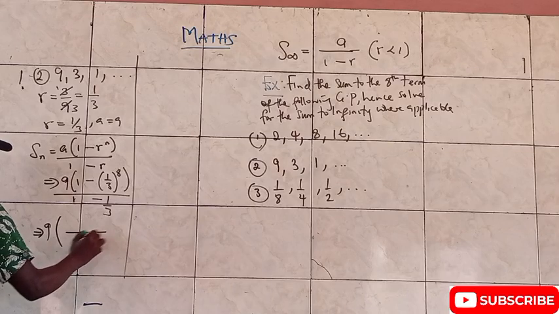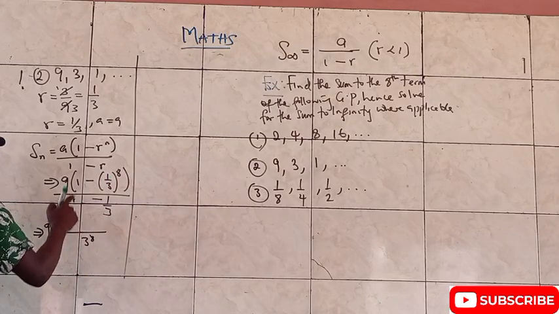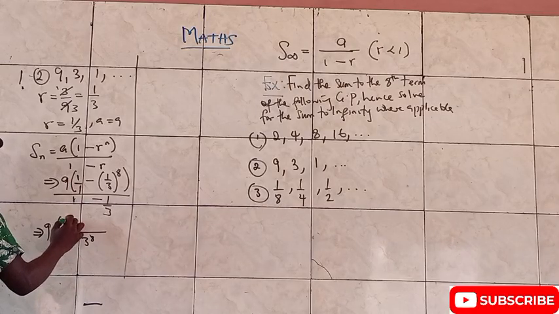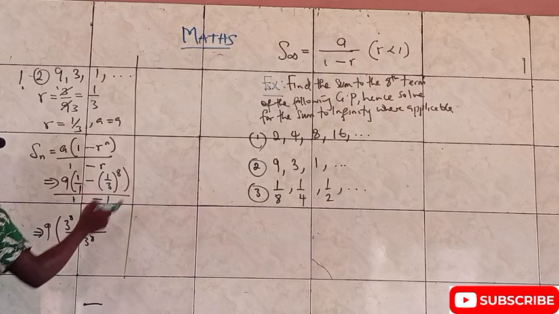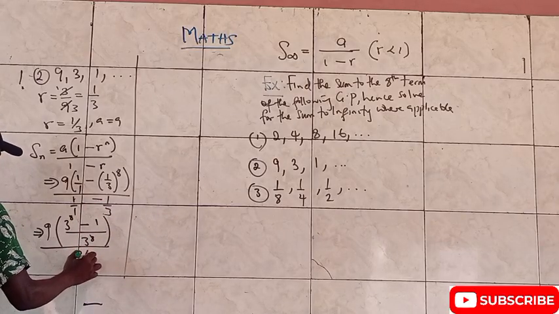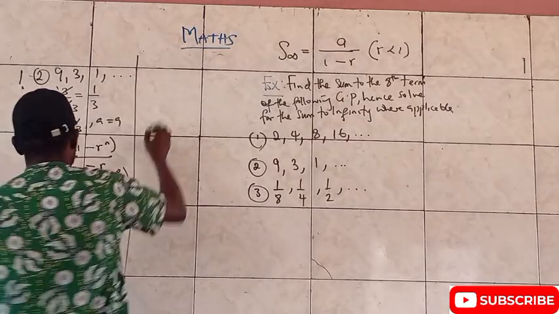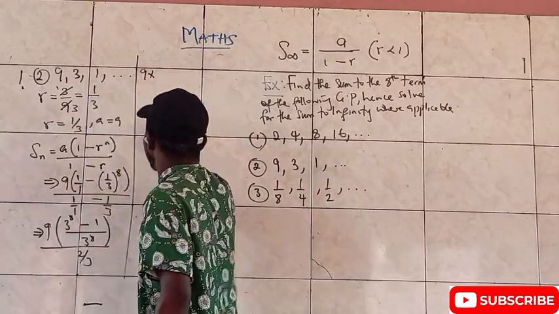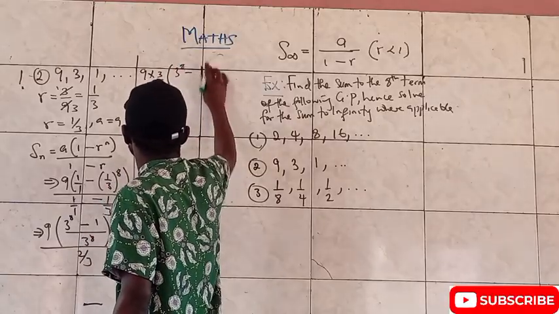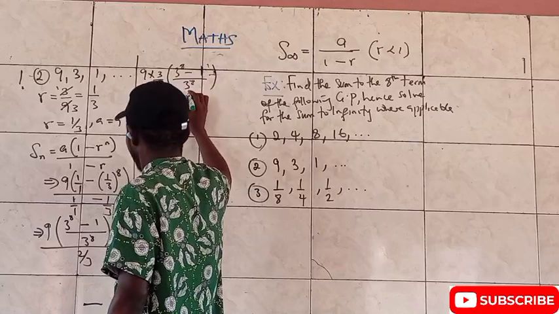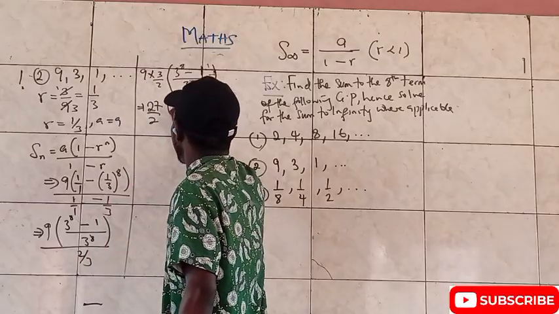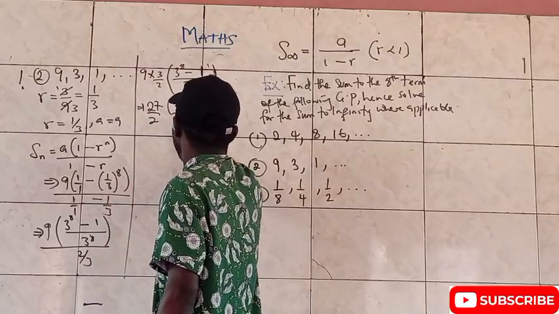So that being said, we just want to simplify now. I have my LCM to be 3 raised to power 8. When you expand it, because it's 1 over 1, 3 raised to power 8 times 1, 3 raised to power 8 minus 1, over 3 raised to power 8. Then the denominator, 1 minus 1 over 3, is 2 over 3. Do you understand? So that being said, I have 9 times 3 over 2, open bracket, 3 raised to power 8 minus 1, all over 3 raised to power 8. You get? So this will give me 27 over 2 multiplied by 3 raised to power 8 minus 1 over 3 raised to power 8.